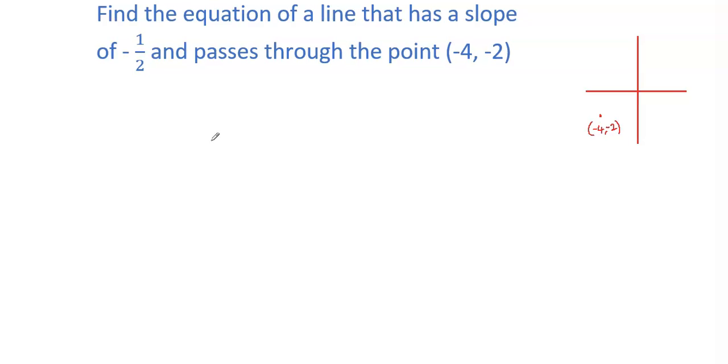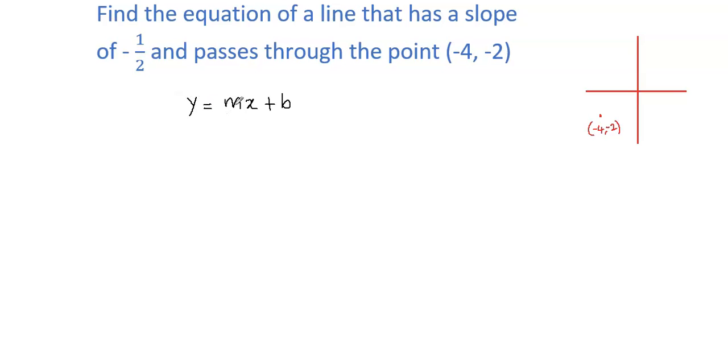Hi, in this video we'll learn how to find the equation of a line that has a slope of -1/2 and passes through the point (-4, -2). So first thing we're going to do is write the slope-intercept form of our equation, which is y = mx + b. So let's write that down.